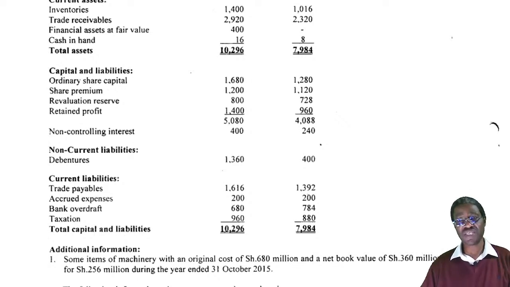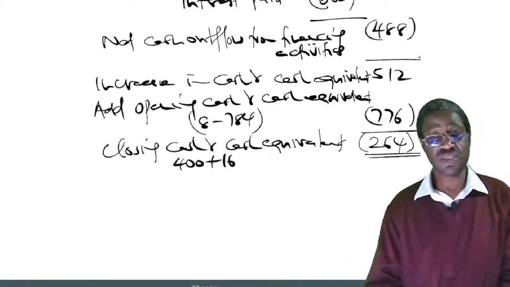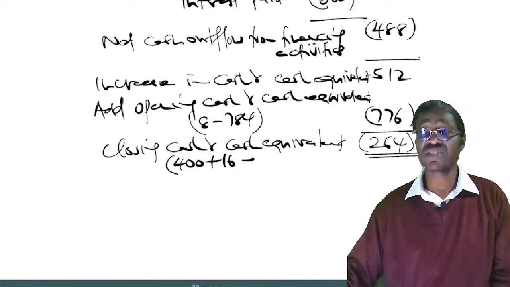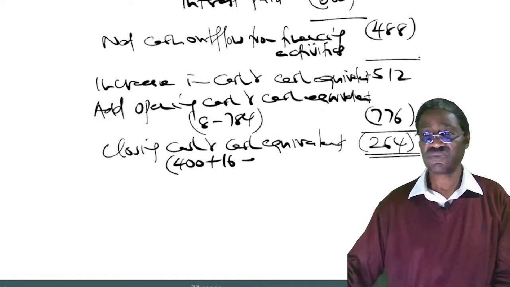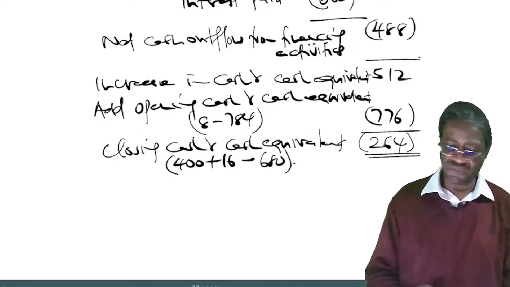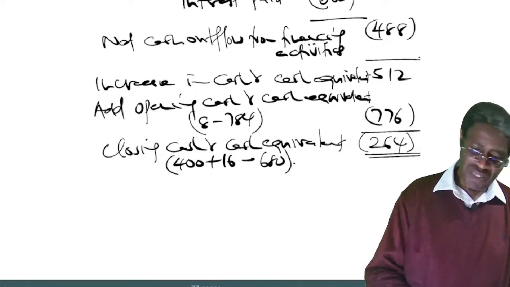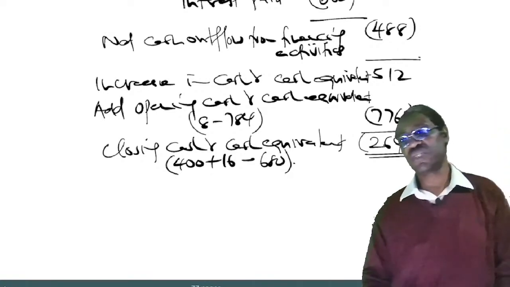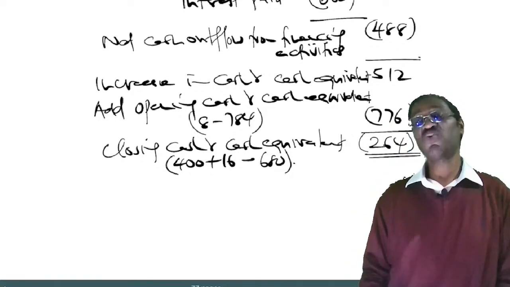So financial asset 400, plus cash of 16, minus the overdraft of 680. Let me confirm whether it's coming to negative 264. I take that 400 plus 16, I minus 680. Yes, it's coming to negative 264. Good. So our cash flow has reconciled. Now we are okay.